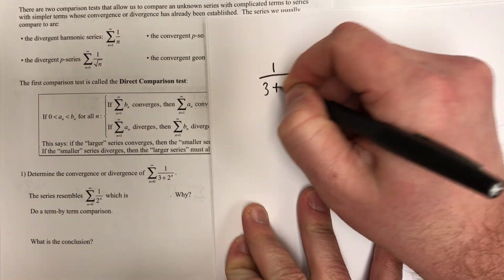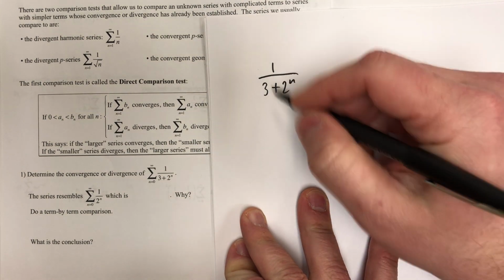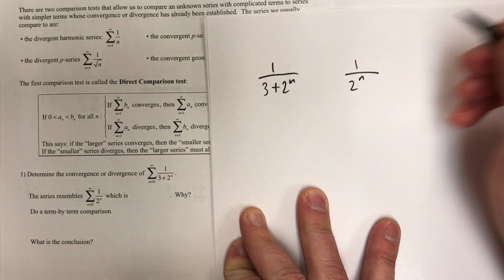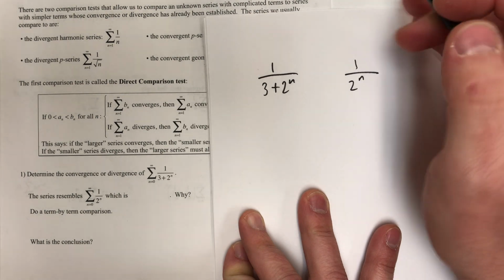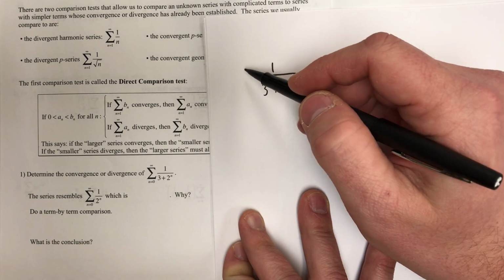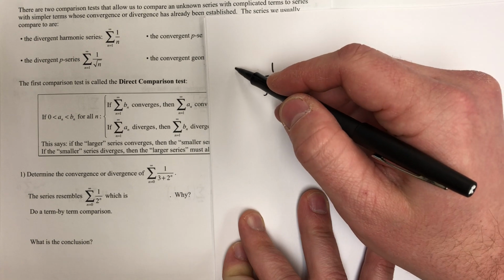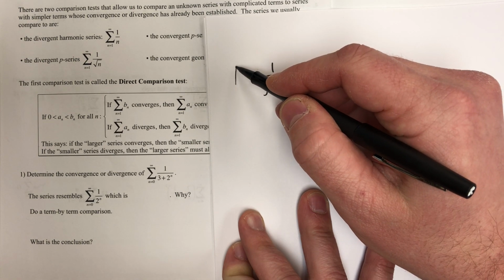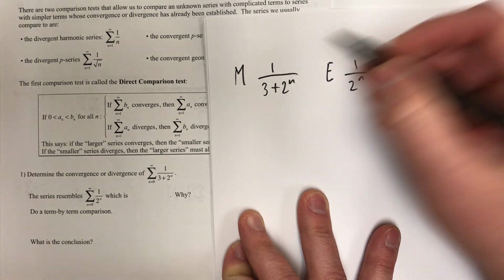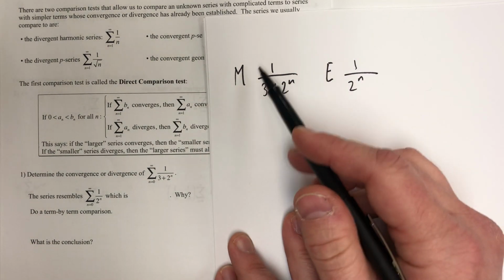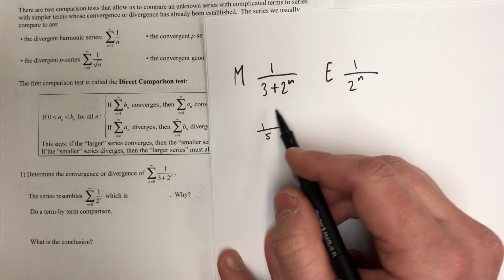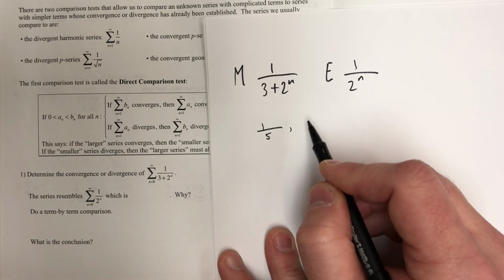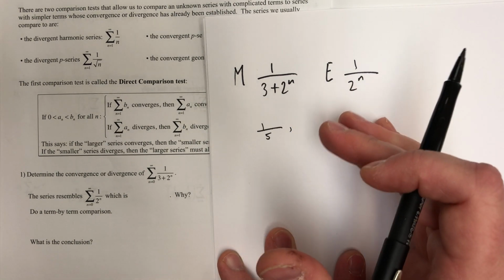But let's look at this. 1 over 3 plus 2 to the n. Well, let's compare this to just regular 1 over 2 to the n. So I don't want to use A and B. Let's call this series M and series E. If we look at series M and we plug in 1, we get 1 over 3 plus 2, which is 1 over 5. I'm just looking at the terms. I'm not caring so much about the sum of them right now.